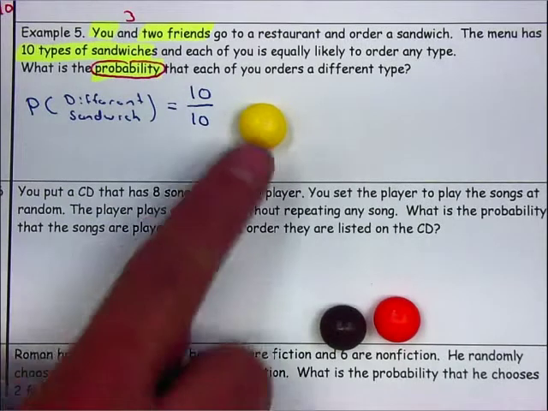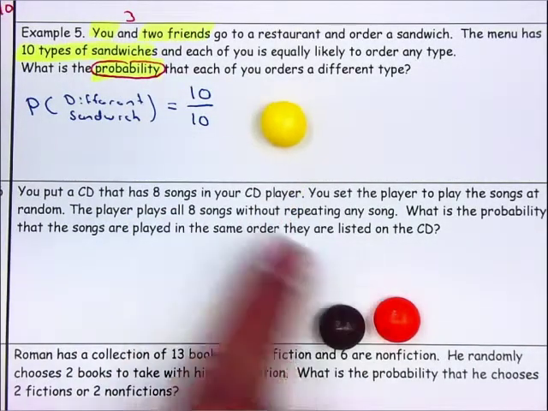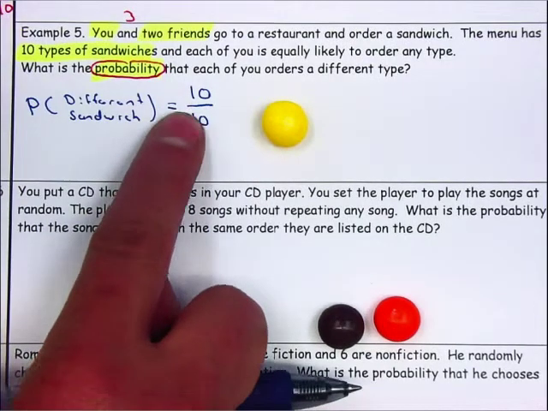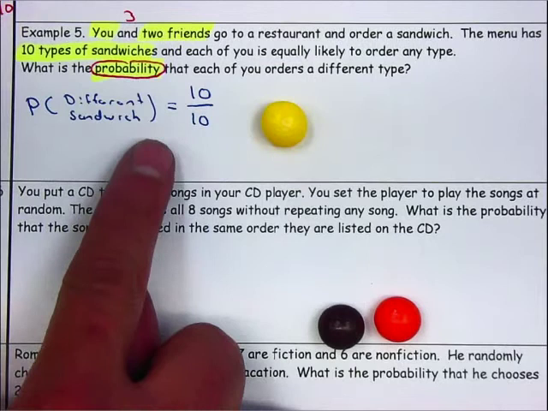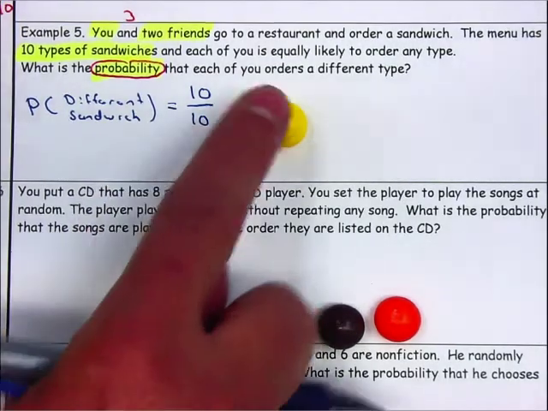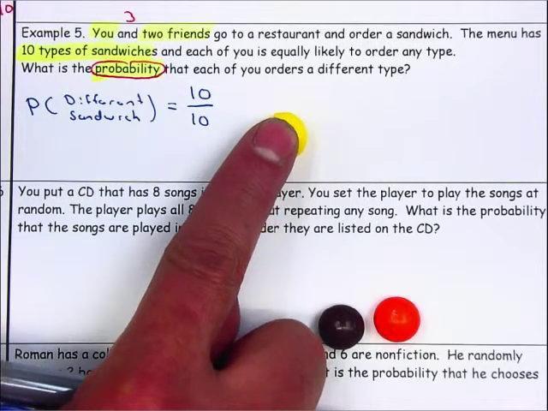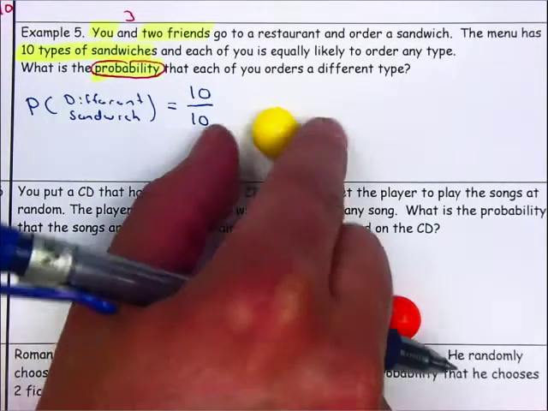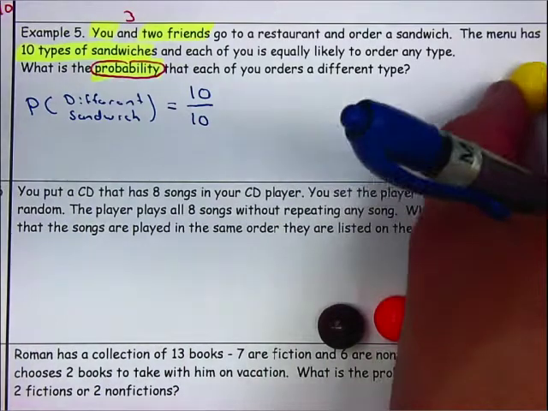So let's say you go up there. The probability that you get something different for the first person will be 10 divided by 10. 10 of them are different so far because they haven't ordered, and 10 of them are available. And you say, let's see, I would like to order the ham and cheese. So they order the ham and cheese, and okay, thank you, and then you just go over to the side.